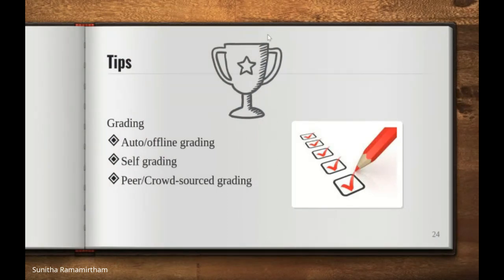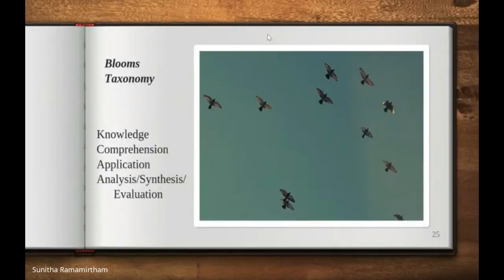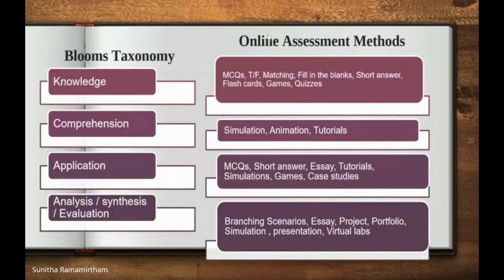Okay, coming to Bloom's taxonomy, I'm talking about the original Bloom's taxonomy, wherein we have the knowledge level, comprehension level, application, analysis, synthesis, and evaluation. Coming to online, when you say these are the levels of Bloom's taxonomy, what are the different online assessment methods you can consider to achieve the knowledge level? You can see that at knowledge level you have multiple choice questions, true or false, matching, fill in the blank, short answer, flashcards, games and quizzes. Most of the online tools like Google Forms support this type of question or assessment methodology.